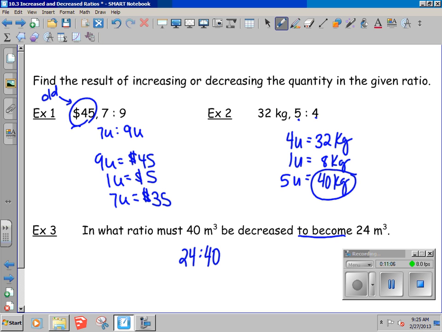So Lise starts with the ratio of 24 to 40, and then simplified it, because it has a common factor of 8. What did you simplify it to, Lise? And what does it become? That's 3 to 5. So 40 must be decreased in the ratio of 3 to 5 to become 24. Again, key being it's always new to old in these increasing and decreasing ratios. Any questions? All right, we're going to do homework here.